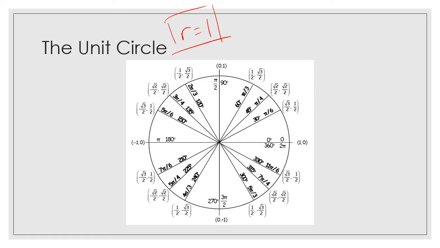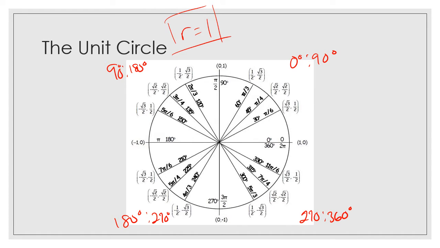So each quadrant is broken down into 90 degrees. So the first quadrant is from 0 degrees to 90 degrees. Second is 90 degrees to 180 degrees. The third is 180 to 270. And then the fourth is 270 to 360.